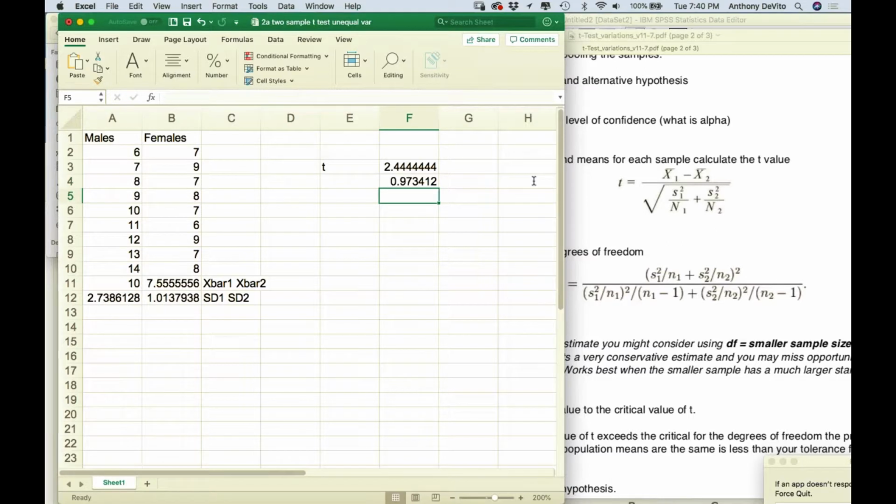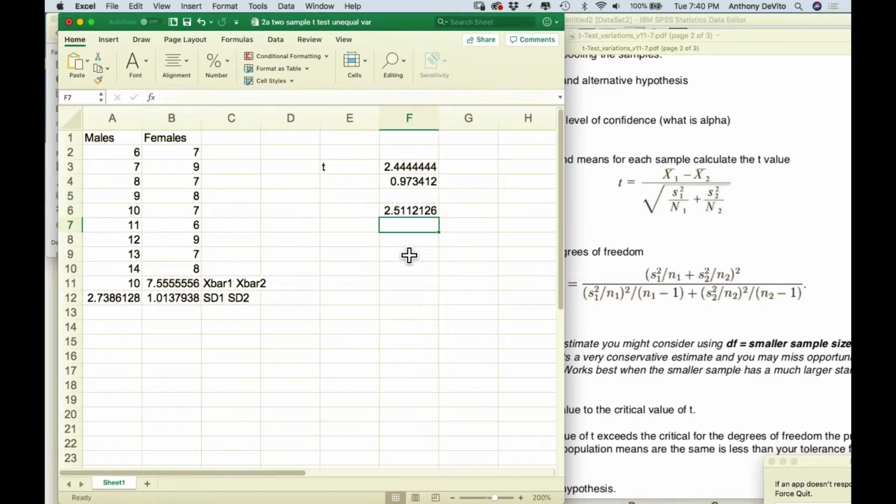And that comes out to 0.9734. That's my standard error. That's the bottom of that equation. In other words, the top is 2.44, the bottom is 0.97. So what is the value of t? The value of t is equal to 2.44 divided by 0.97, which is equal to 2.51.